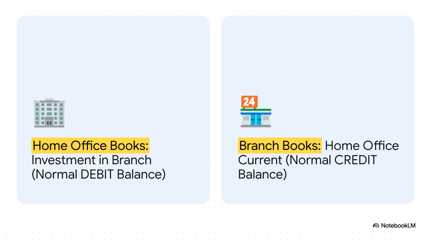And right here, this is the mirror in action. On the home office books, the investment in branch account is an asset, so naturally it has a normal debit balance. Now look in the mirror. On the branch's books, the home office current account is basically equity, so it has a normal credit balance. They are perfect, opposite reflections. Whatever happens to one side has to be mirrored on the other.